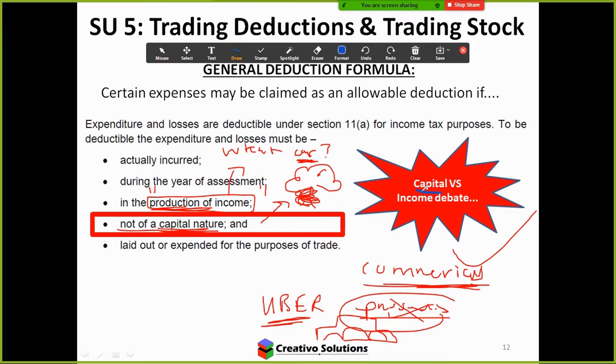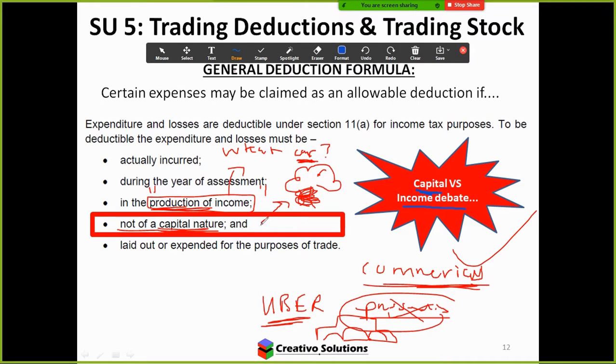Always go with capital rather than revenue. Capital is better because you don't pay as much tax. Revenue or income, you pay a lot more tax. So ideally, you don't want it to be income. You want it to be capital.